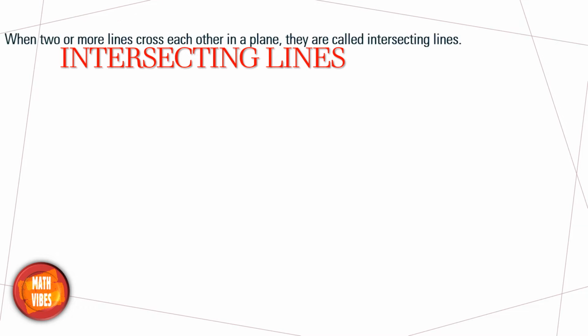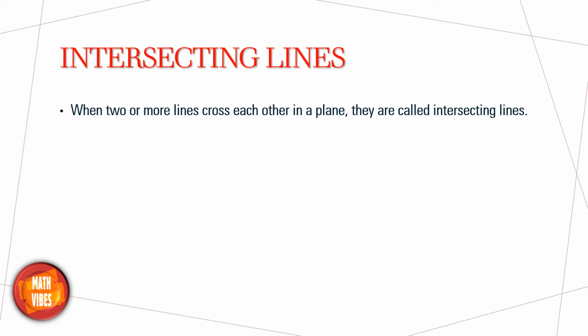Now let us see what are intersecting lines. Intersecting lines are lines that, when two or more lines or line segments cross each other in a plane, are called intersecting lines. The main word important over here is cross. When they make a cross like this or like this, then they are called intersecting lines.